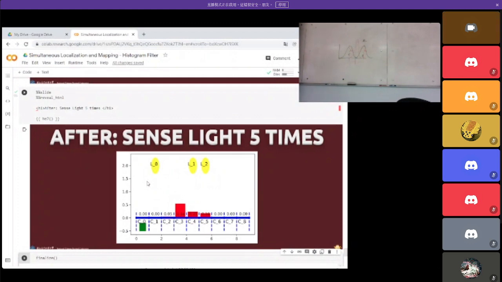Why? To accumulate all the data? No, I don't need data from the past. I only need data about the current time slot. But what do I need to know? The light distribution. Yeah, the sensor model, yes.